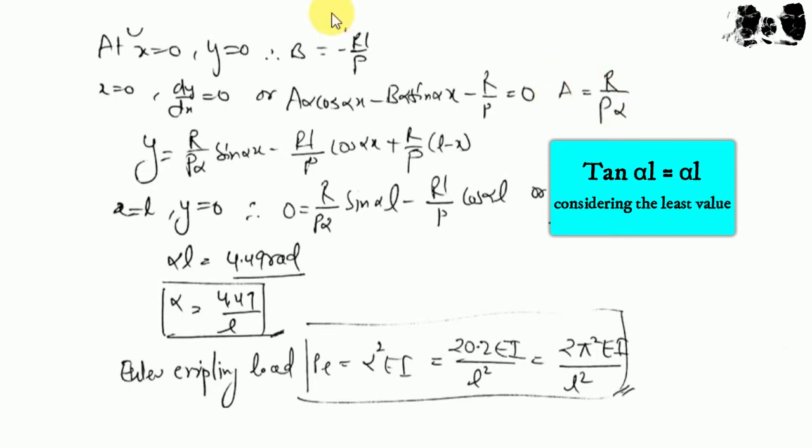Okay, then both of these equations A or B, put it in the generalized equation and solve it, and put the last boundary condition x equal to L, y is equal to 0, then we have this equation tan alpha L is equal to alpha L. Okay, and to solve this condition, we directly put the value of this part, which is 4.49 radian. How can we do that?